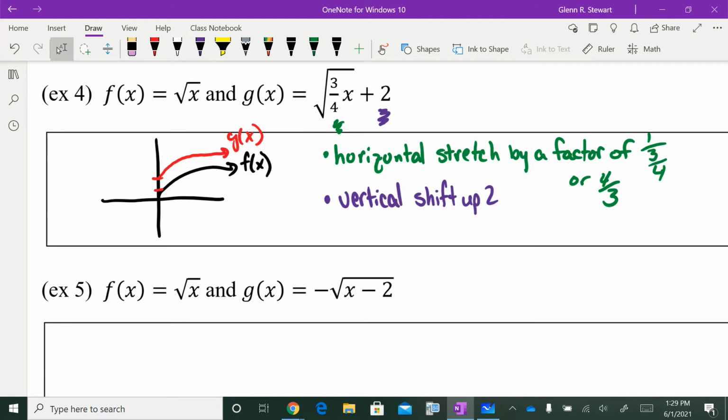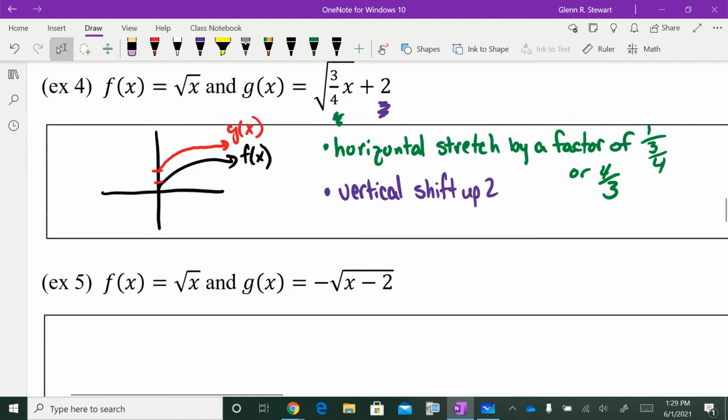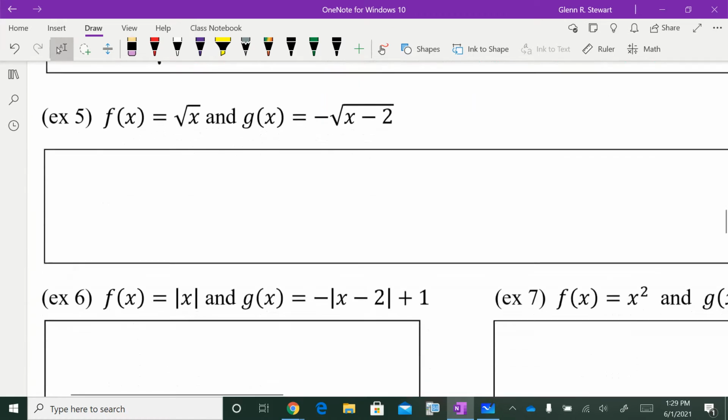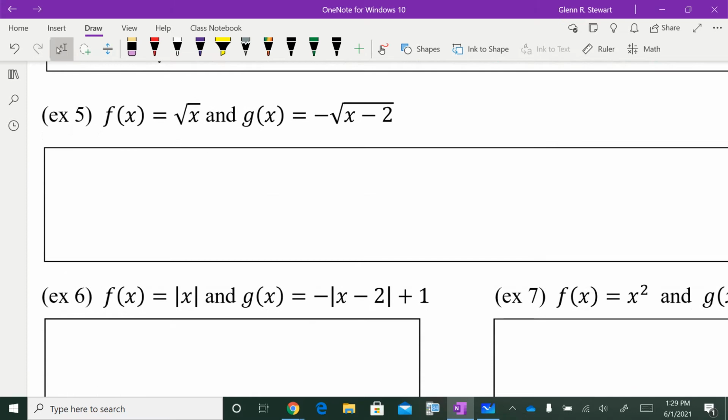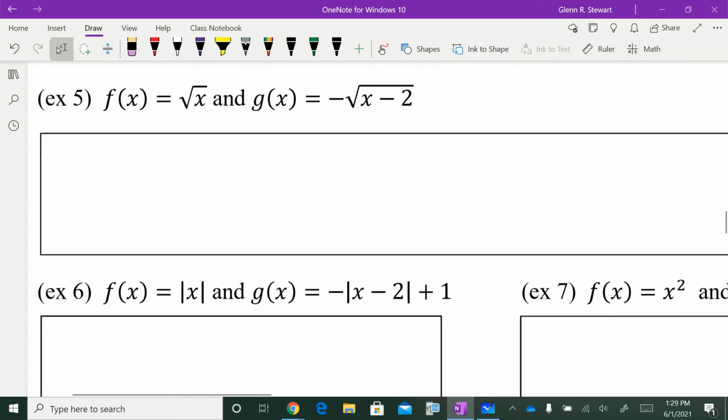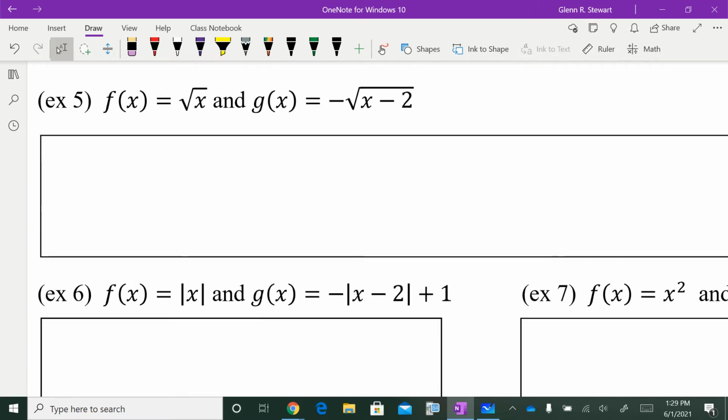If anybody has any questions at all or needs me to slow down, just let me know. But we're going to move to example number 5. Take a look at example number 5 here. This is the last one I'm going to do, and then I'm going to have you try a couple just to cement this in.